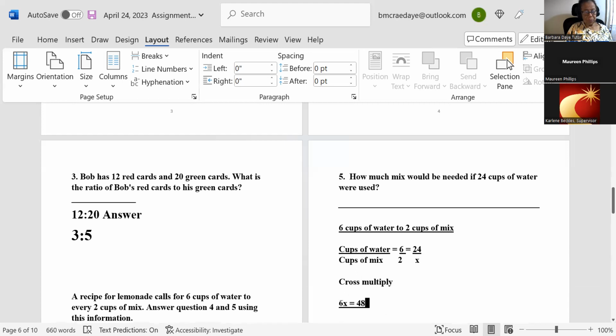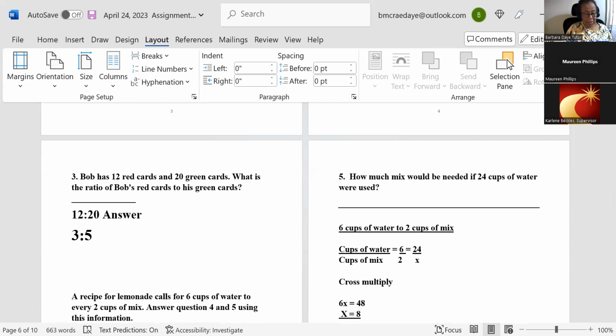So what is x, Maureen? So you divide, right? How would you solve for x if 6x is 48? Divide by what? Yes, divide by 6. So what is x? 8. That's it. X equals 8.